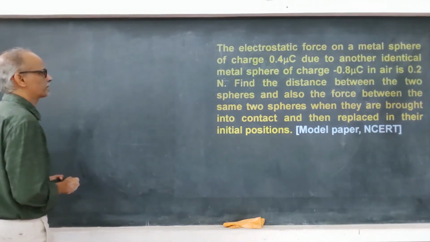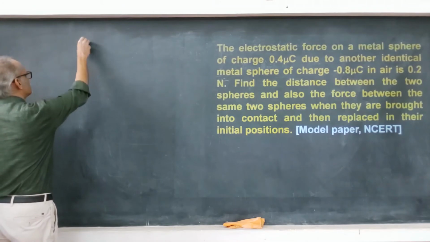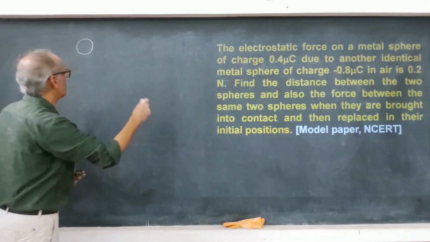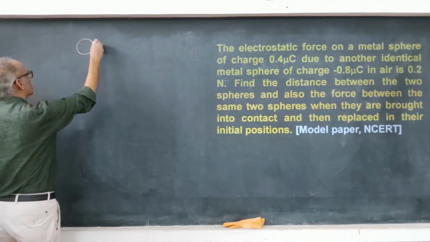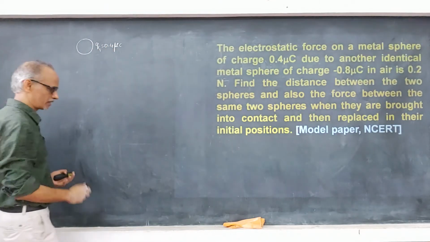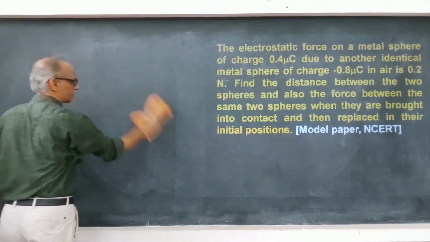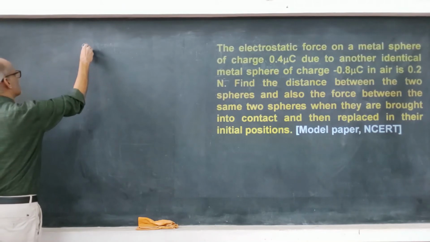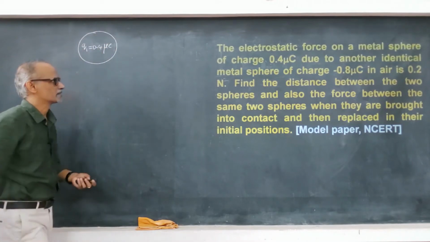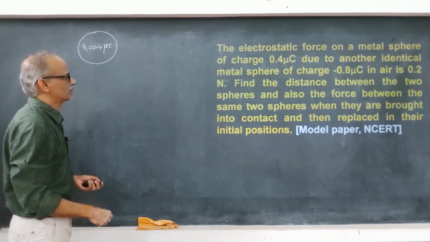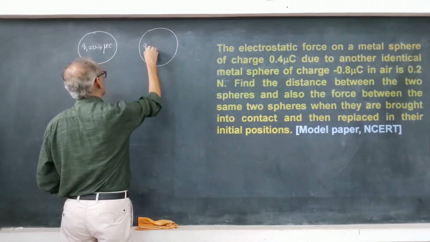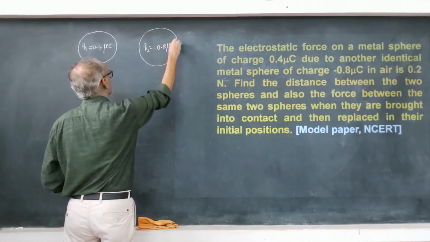Okay, so first let us calculate. Here there is a sphere, and the charge on it is Q1, which is 0.4 microcoulomb, correct? I will write it slightly to my left here. So, this is Q1, 0.4 microcoulomb. Then due to another identical metal sphere of charge minus 0.8 microcoulomb. So, here we have another identical sphere, Q2, minus 0.8 microcoulomb.